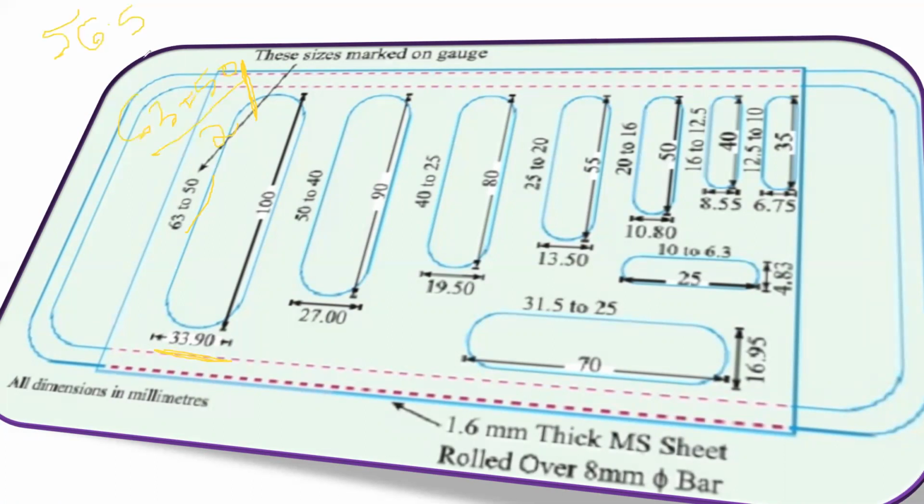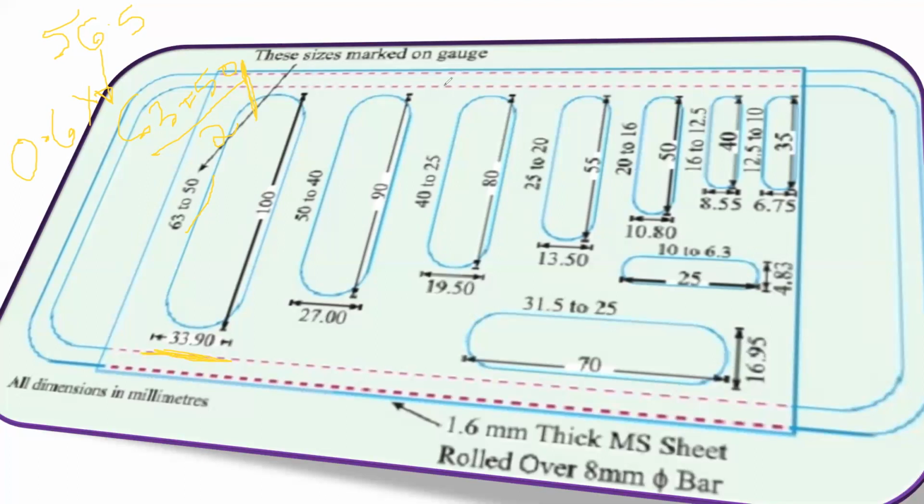Now if I want to find the flakiness index, what is the definition? It should be less than 0.6 times the mean dimension, right? The mean dimension is 56.5. Now do this: 0.6 into 56.5. I'm getting 33.9. That is why you can see 33.9 written here.